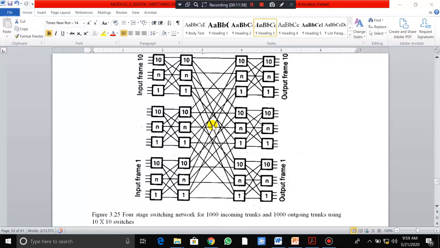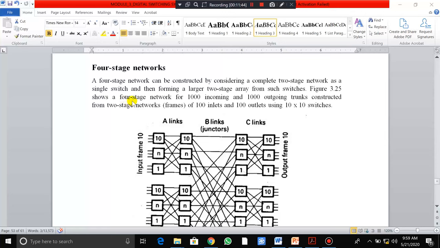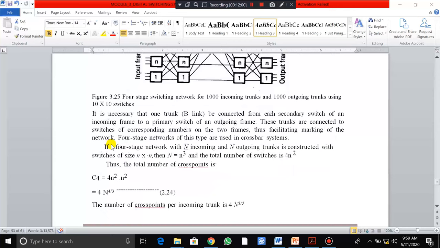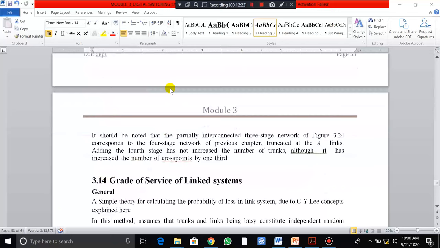What they say here is a four-stage network having 100,000 incoming and 100,000 outgoing trunks which are connected. As an example, they are connecting 100 inlets and 100 outlets, which we call 10 cross 10 switches. If the four-stage network with N incoming and N outgoing trunks is constructed, we have size n cross n and capital N is equal to n to the power of 4. The total number of switches will be 4 into n square, and C4 is equal to 4 n square into n square, which is equal to 4 into N to the power of 3 by 2.